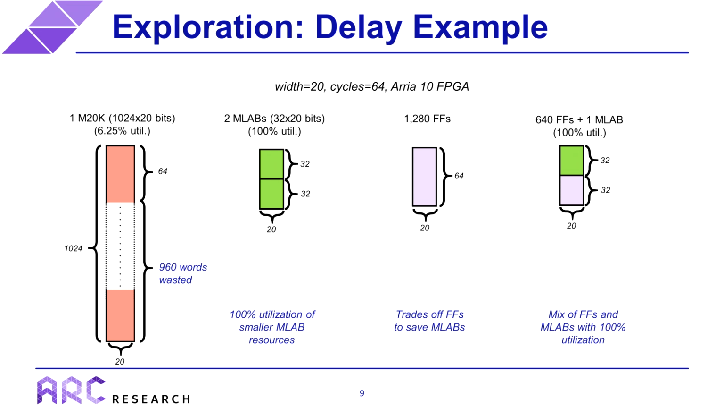Or as shown on the right, the Explorer could find a point in between where it applies this depth splitting transformation to create 2 subdelays, but uses 1 MLAB for one of the subdelays and 640 flip-flops for the other subdelay, just to provide another trade-off.